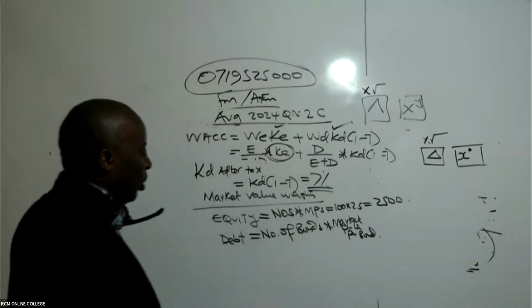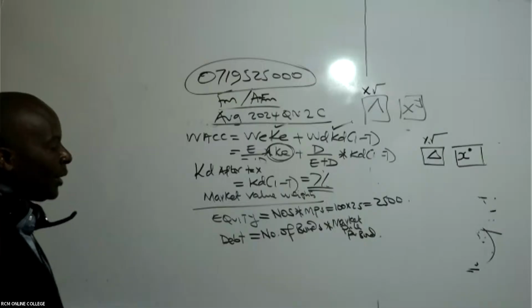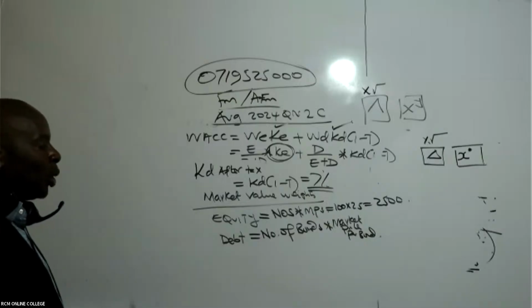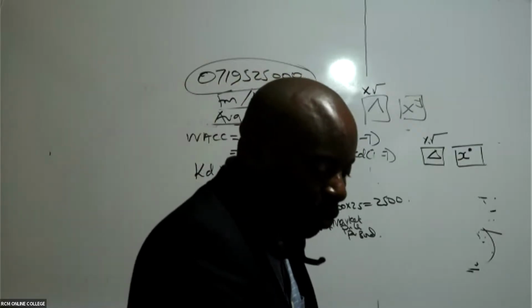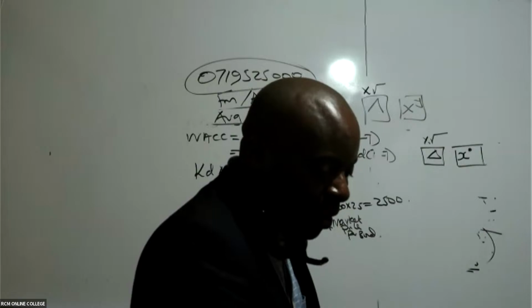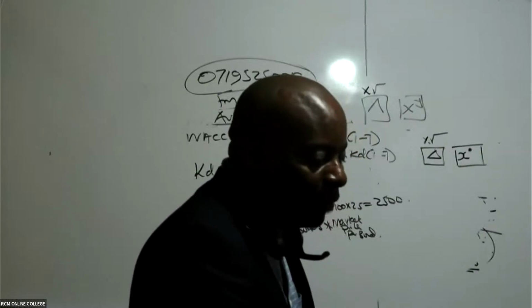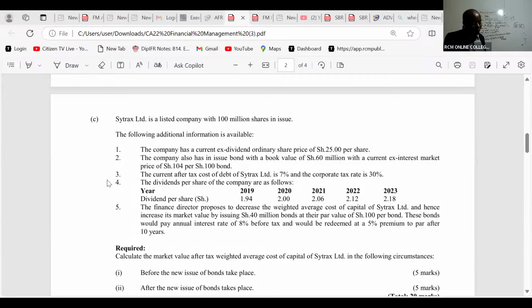So take the number of bonds, the number of debt instruments, times the market price per bond. Have they given me the number of bonds in the question? Let me see. I wish you were that lucky, like for shares, where they gave us the number of shares. Here they haven't given me that, but I know how to calculate this.